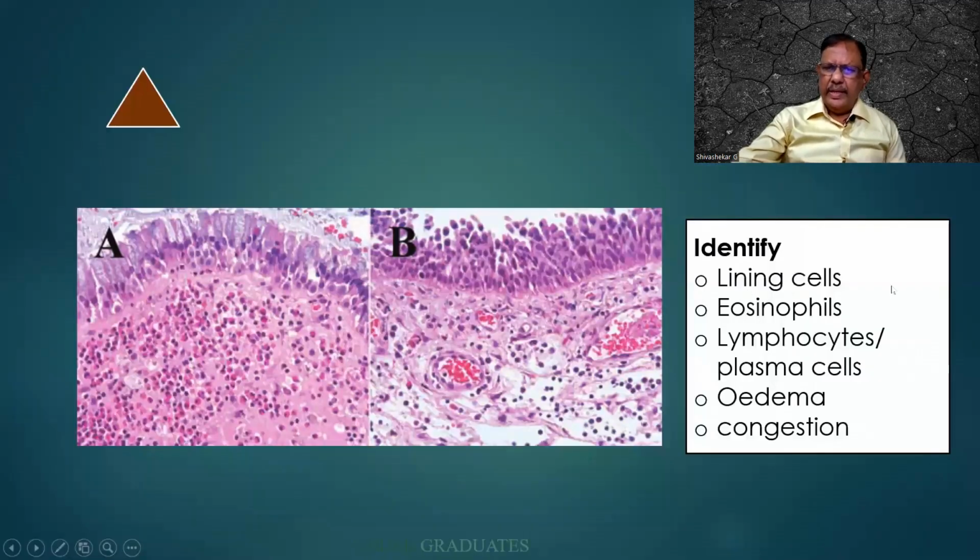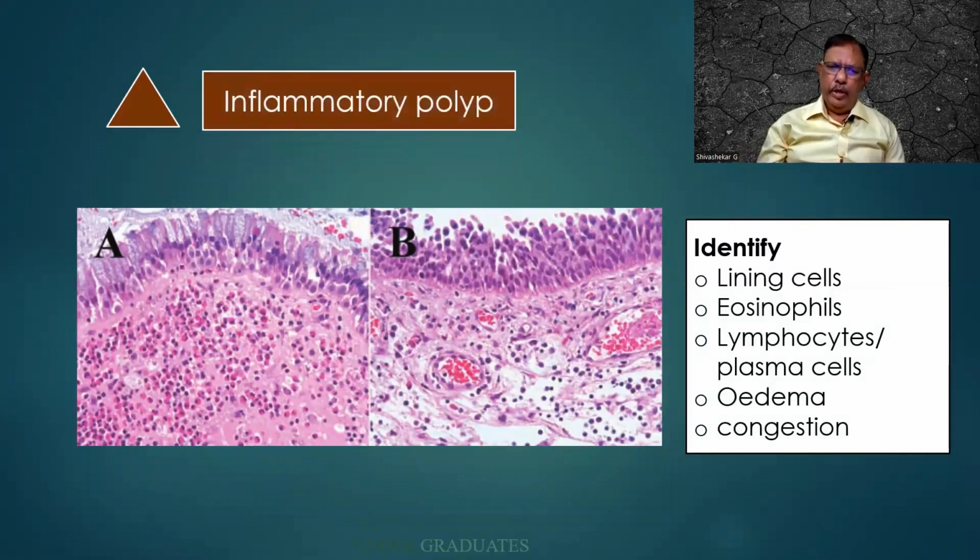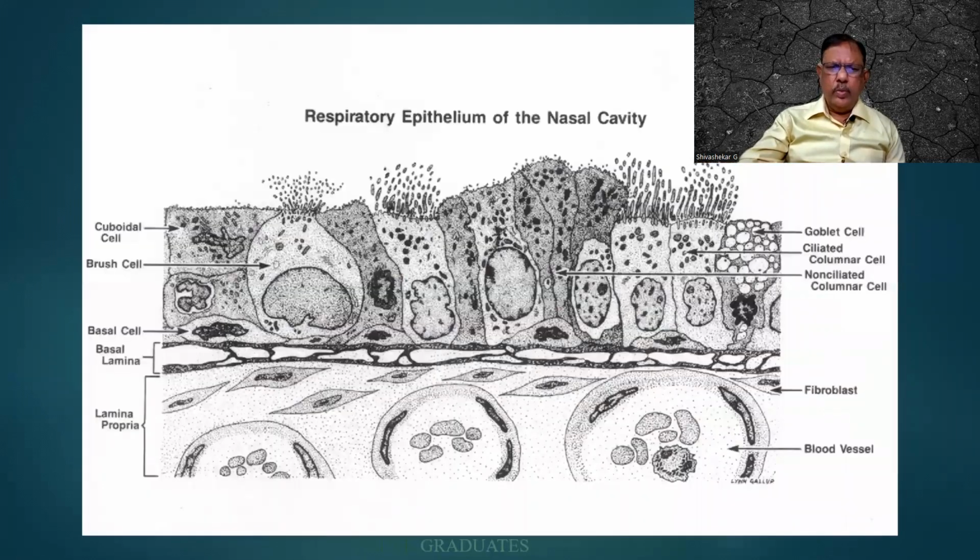So you are able to see the lining epithelium, eosinophils, lymphocytes, plasma cells, edema, congestion. Definitely your diagnosis will be inflammatory polyp. Now I'll go on to another one. Again, I'm going to the same story of cuboidal epithelium, goblet cells, ciliated columnar, non-ciliated cells, and pseudostratified cells, then the basal layer. These are the fibroblasts and the blood vessels. Have it in one corner of your mind.